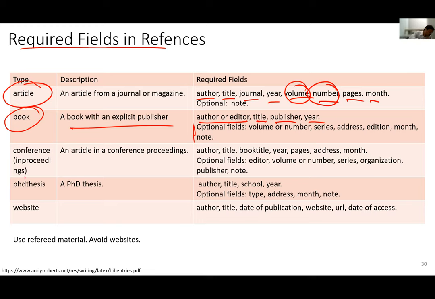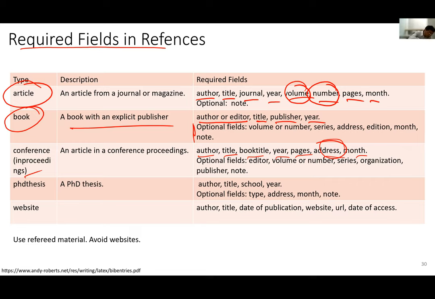And conferences, so these are called proceedings of conferences. So Computer Vision and Pattern Recognition is a conference, International Conference on Learning Representations is a conference, International Conference on Robotics and Automation is a conference. These are conference proceedings. So author, title, book title, year, pages, address, month. So some people do not put the address, but I usually put the address of the city in which the conference has been held. So this must be put.